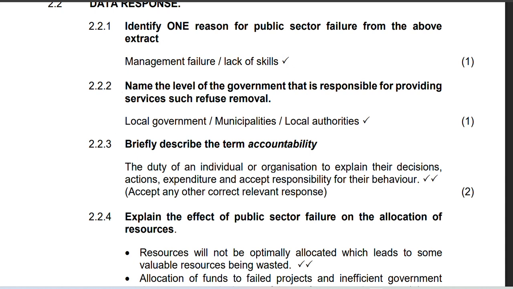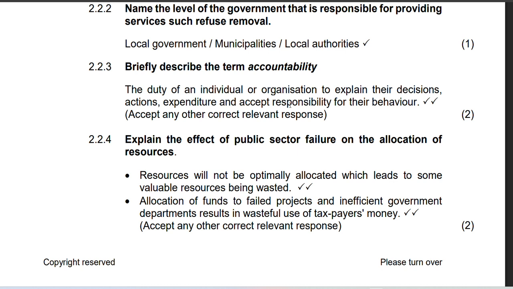2.2.3, briefly describe the term accountability. What does it mean for you when someone says you need to be accountable for your action? Accountability means the duty of an individual or organization to explain their decisions, actions, expenditure, and accept responsibility for their behavior.